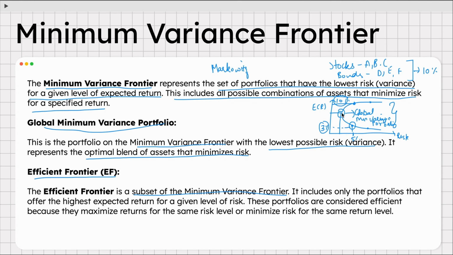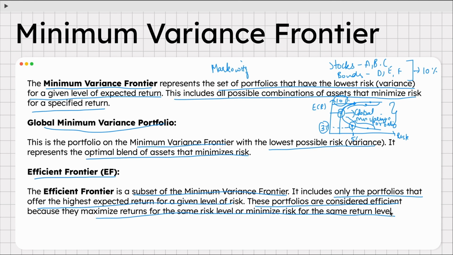So if you look at this, the portfolios above the minimum variance portfolio, this whole thing is the efficient frontier, and this whole thing right below is the inefficient frontier. Got the point? So efficient frontier is a subset of minimum variance frontier. It includes only those portfolios that offer the highest expected return for a given level of risk. As I just showed you, for 5% risk one portfolio is giving you 3%, the other might be giving you 10%, so you'll opt for that 10% one. So these portfolios are considered efficient because they maximize returns for the same level of risk or minimize risk for the same return level. So I hope this is clear.